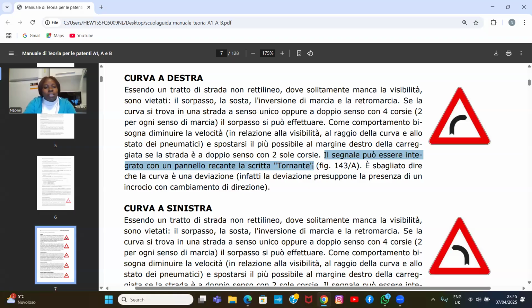This very sign can also come with another little sign attached to it, where the word tornante is written. Tornante simply means when you have a curve and subsequently there is a return, that is, the curve goes right and you have to return again to the left-hand side. That is, curving right and after the curve, you take another curve going towards the right-hand side. So that is what tornante simply means.